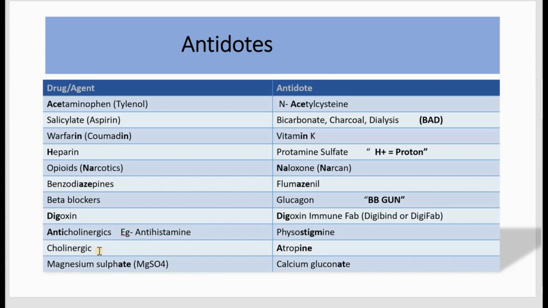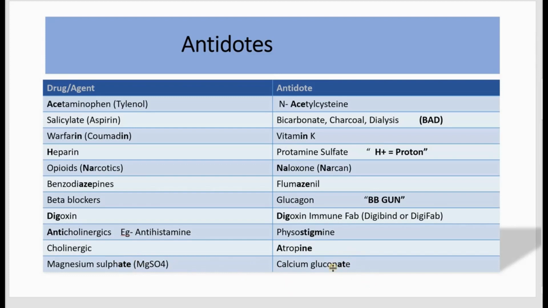Next is cholinergic. Cholinergic medicines are medicines that increase the effect of acetylcholine. So the antidote for cholinergics or acetylcholine is atropine. Again, acetylcholine begins with the letter A. Atropine begins with the letter A. Acetylcholine ends with the letters INE. Atropine ends with the letters INE. Now, the antidote for magnesium sulfate is calcium gluconate. Both end with the letters ATE.